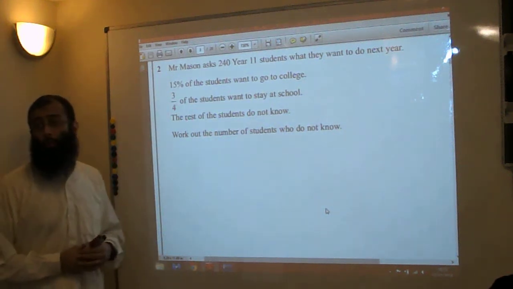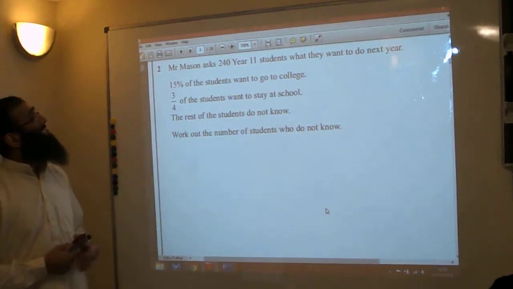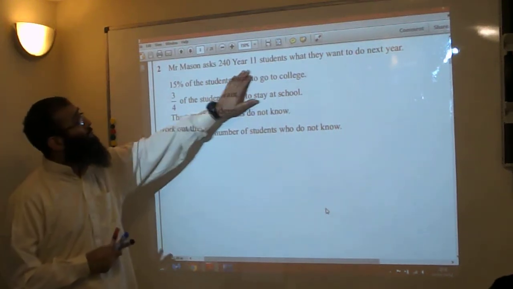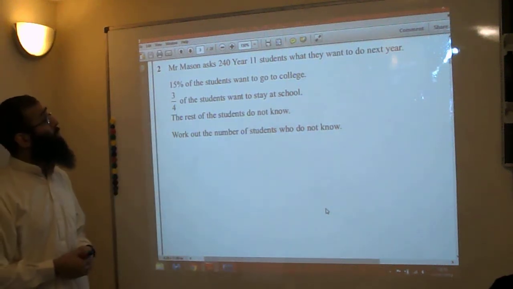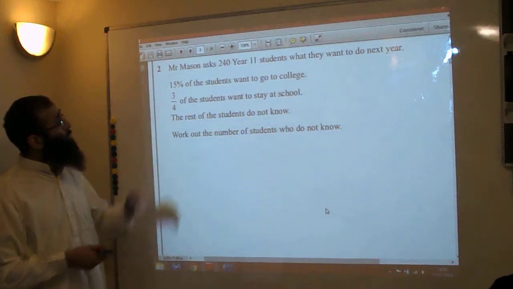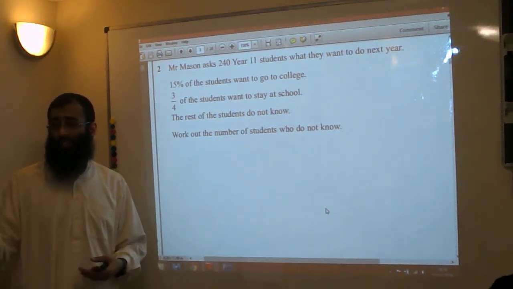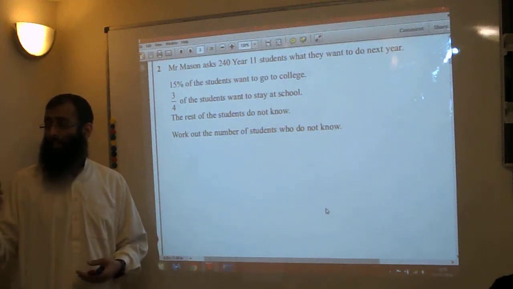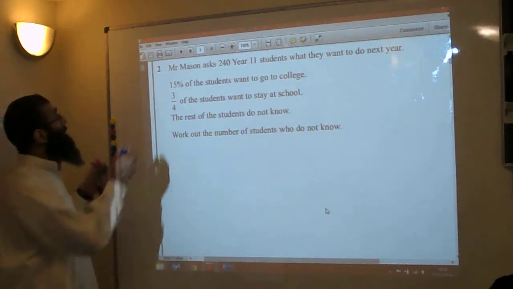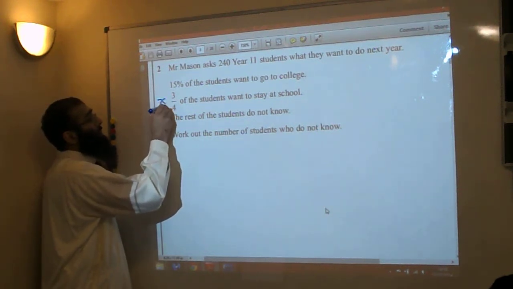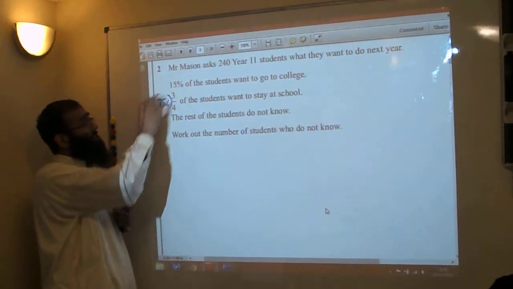Right, question number 2. Question number 2 involves percentages and fractions. Mr. Mason asked 240 year 11 students what they want to do next year. 15% of the students want to go to college, and 3/4 of the students want to stay at school. Everybody in this room should know quickly what 3/4 is as a percentage. 1/4 is 25%, so 3/4 is 75%. So straight away we can write next to here in the brackets 75%. We need to be able to convert between fractions and percentages.